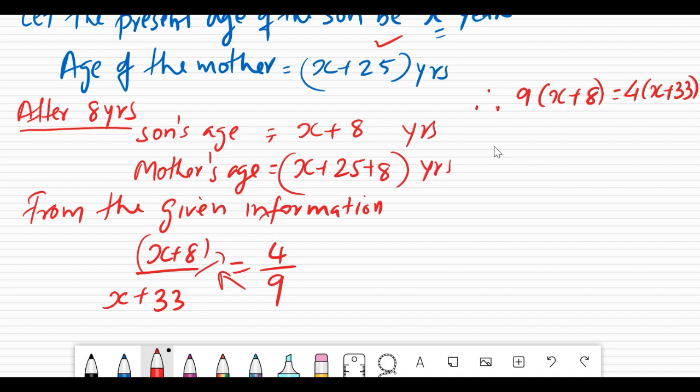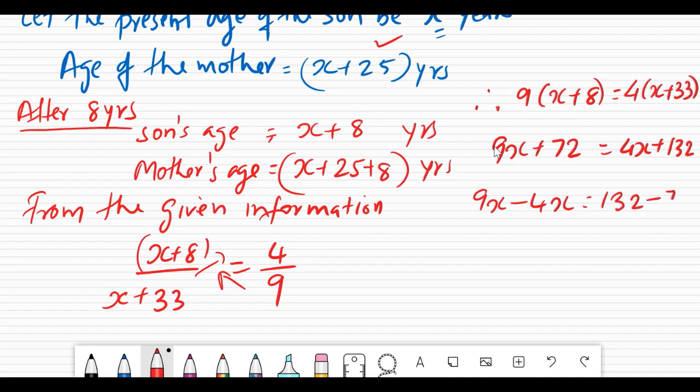So there are more than one ways. We will simply open the bracket for the time being. 9 into x, 9x, 9 8s are 72. 4x and 4 into 33 is equal to 132. Now we can write that 9x minus 4x is equal to 132 minus 72. I told that I will not solve the sum. It is almost getting solved. 5x is equal to 132 minus 72, which is 60. So x is equal to 12.